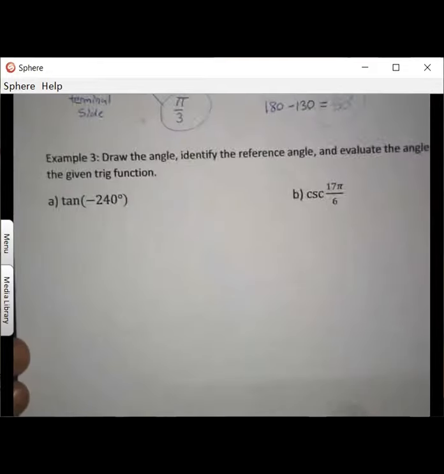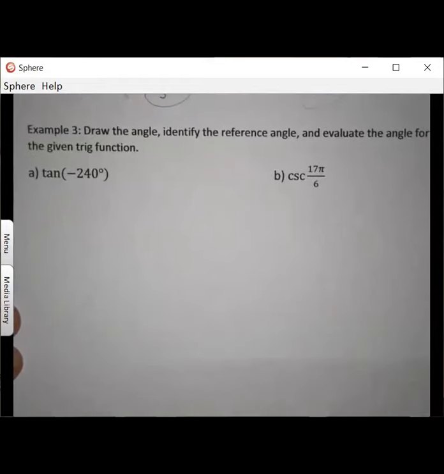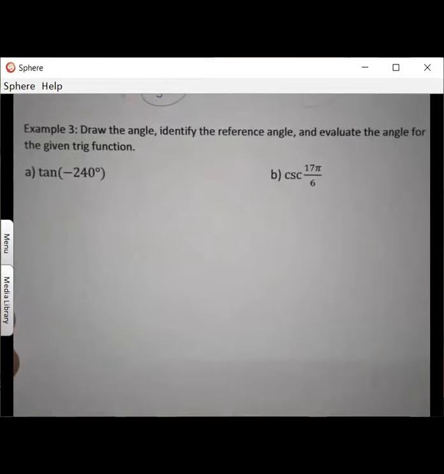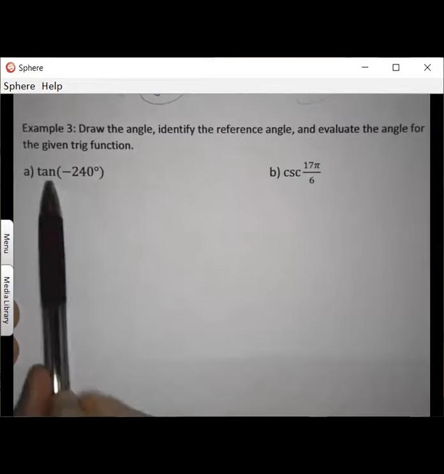Okay, so example 3, again, we want to draw the angle, identify the reference angle, and then we're going to evaluate the angle for the given trig function. The idea behind this is the given angle and the reference angle will give you the same value. Most of the time, the reference angle is going to be an easier value to use. So we're finding the reference angle and using that to evaluate the trig function.